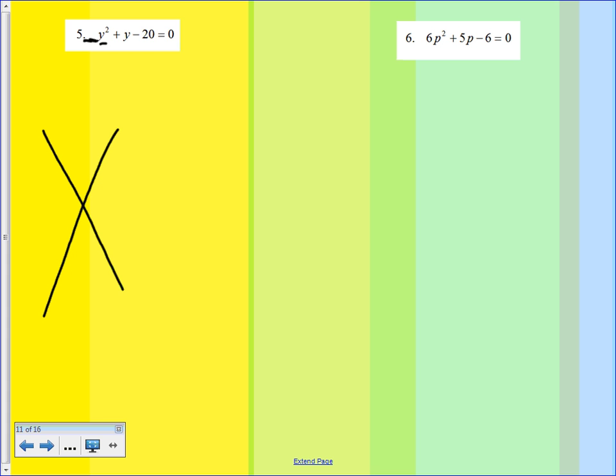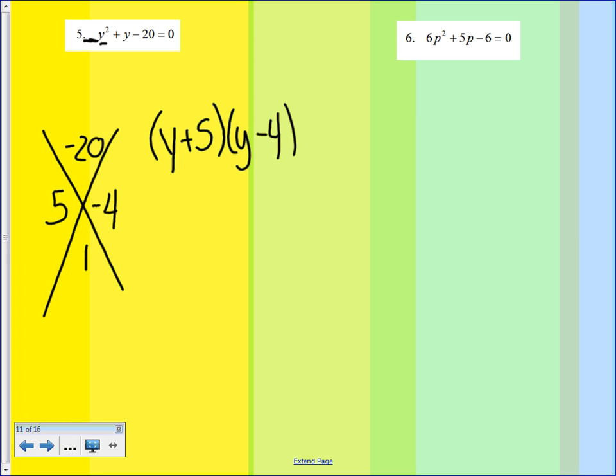So I have my product is 1 times negative 20, which is negative 20. And then I'm adding to 1. So things that multiply to negative 20 and add to 1 are positive 5 and negative 4. Again, a positive sum with a negative product means I have one of each sign. So now I'm going to write out the factors. I have y plus 5 times y minus 4 is equal to 0.